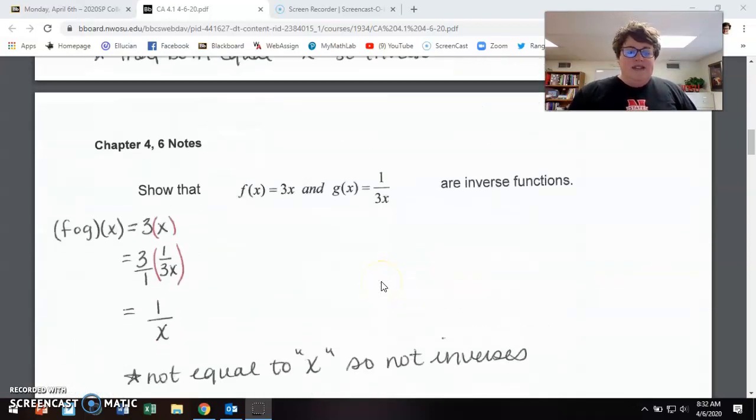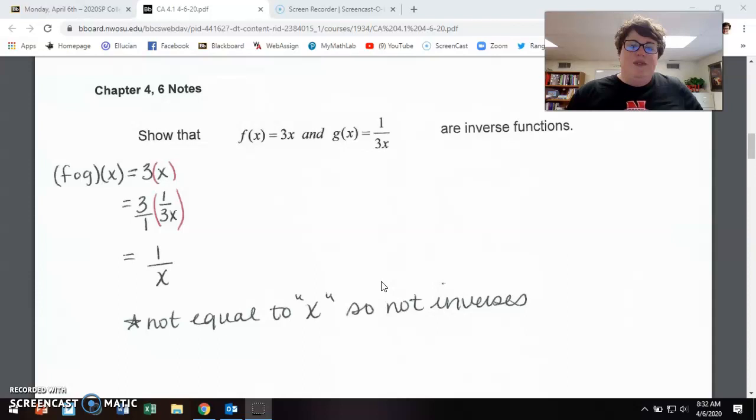So second, another example, f of x is equal to 3x, and g of x is equal to 1 over 3x. So f composed of g, when I substitute in, what's left I have is 1 over x. So 1 over x is not the same as x. So because it's not equal to x, they're not inverses of each other. You don't have to go ahead and do g composed of f, because once one's not equal to x, they're not going to be inverses of each other.